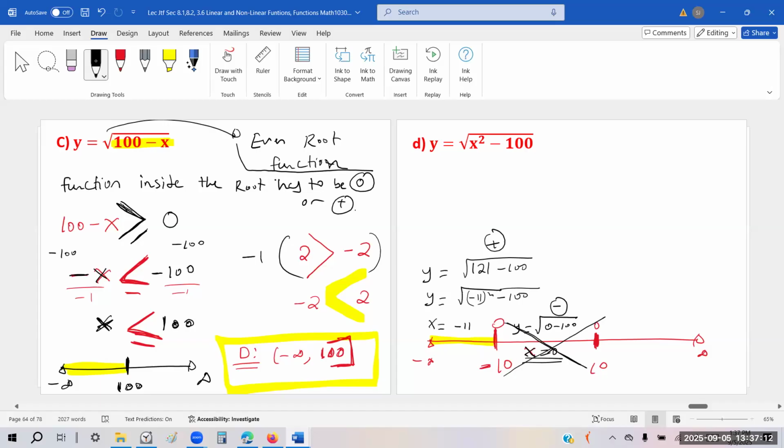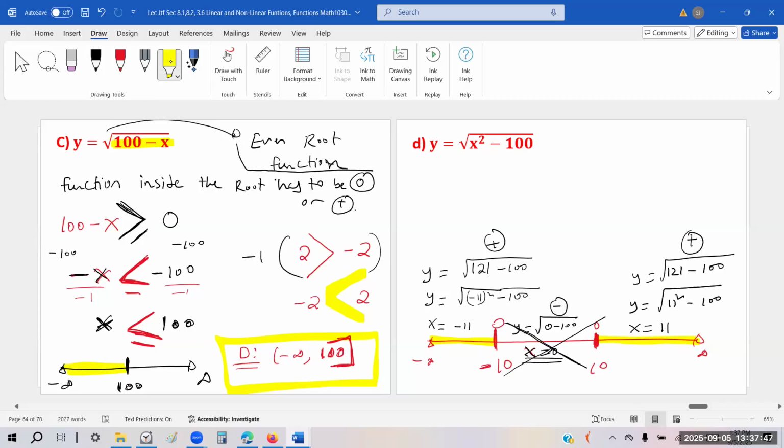Now we check the last one. Any number bigger than 10. You can pick positive 11. So your y value will be 11 squared minus 100, which is 121 minus 100. Is it positive or negative? Positive. So can you substitute any x value bigger than 10? Yes. You can take any number bigger than 10 and you get a positive result.